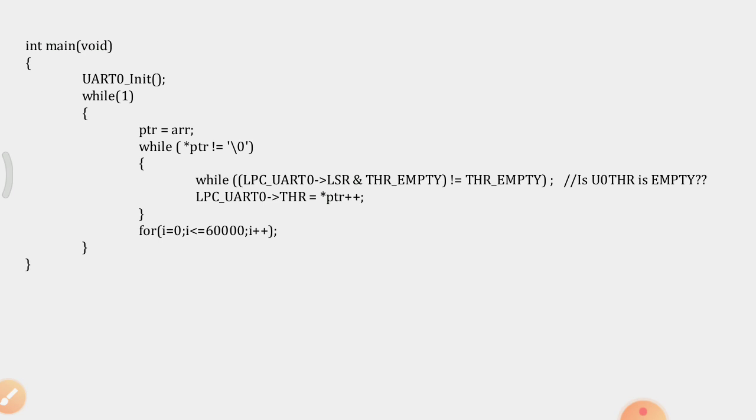Again, while 1 is a continuous loop, a forever loop, PTR is equal to array. Again PTR is going to be loaded with the array address. Then again the second loop and third loop. So this goes on continuously. The UART is transmitting a single message, hello world.